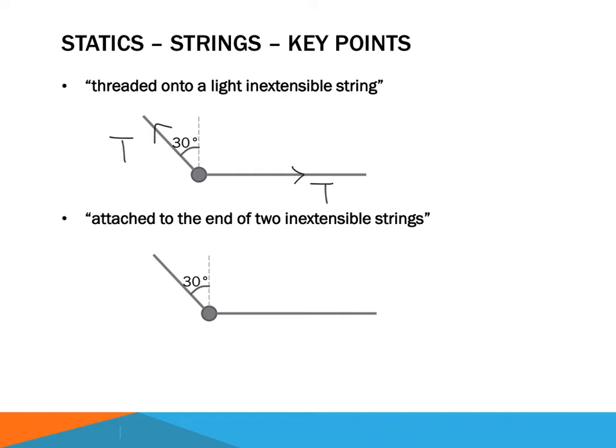However, if it says attached to the end of two inextensible strings, these two strings, one here and one here, are not the same string and therefore their tensions might be different. So in this case, we're going to have to call that T1 and T2. Just as a side note, do make sure that you're using capital T for tension as lowercase t is for time.